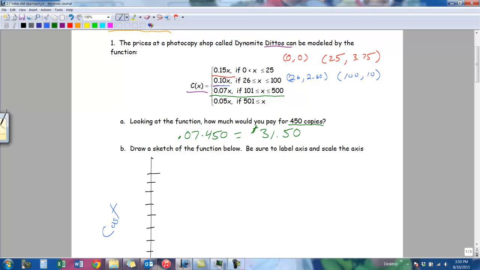Go ahead and figure out these last two. I'll do it here. 101 copies is $7.07. And then this last one, 501 copies is going to be $25.05.